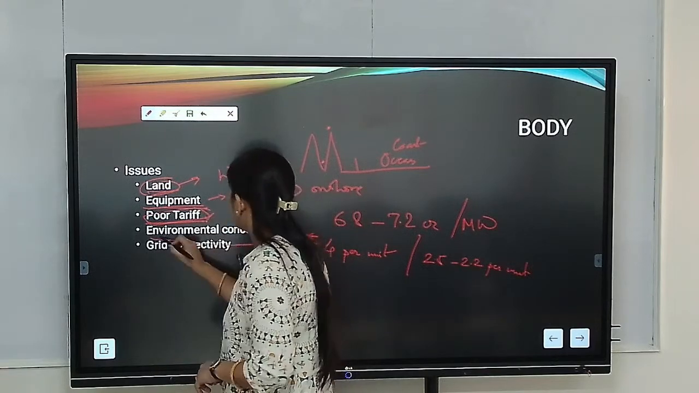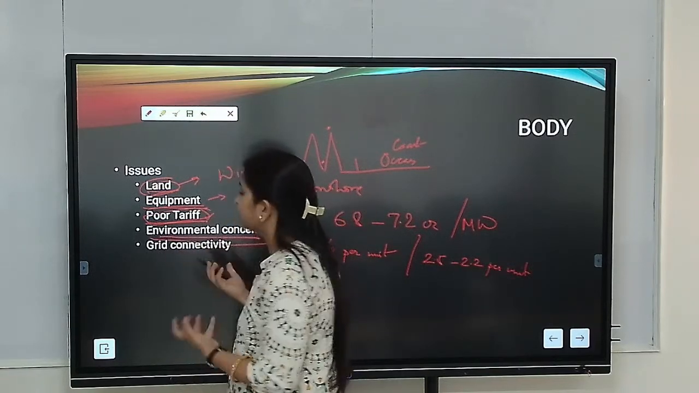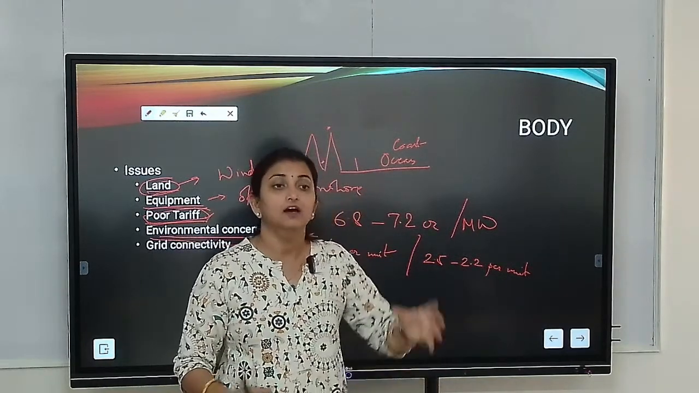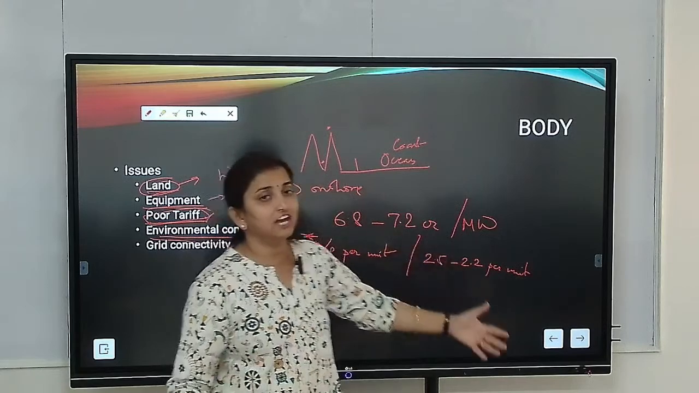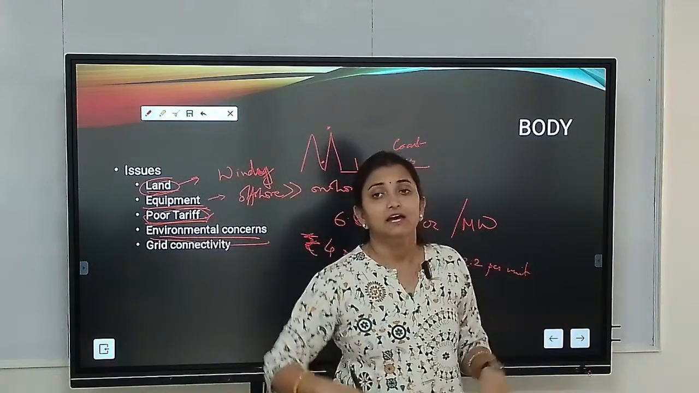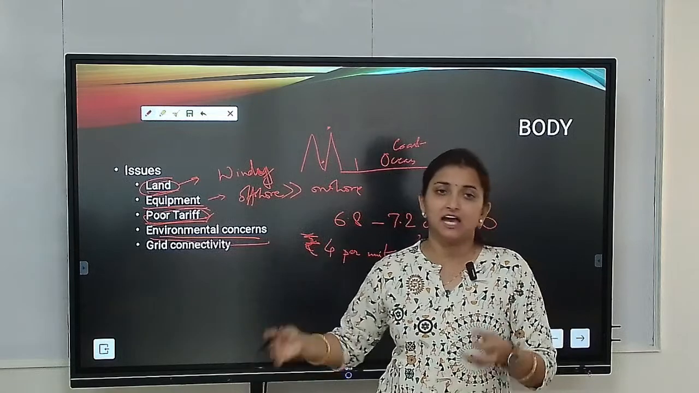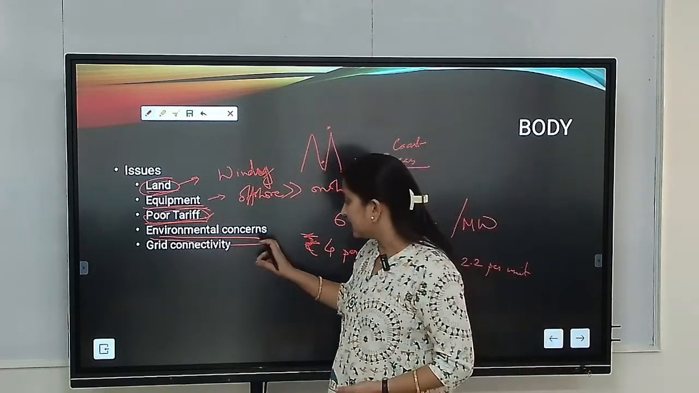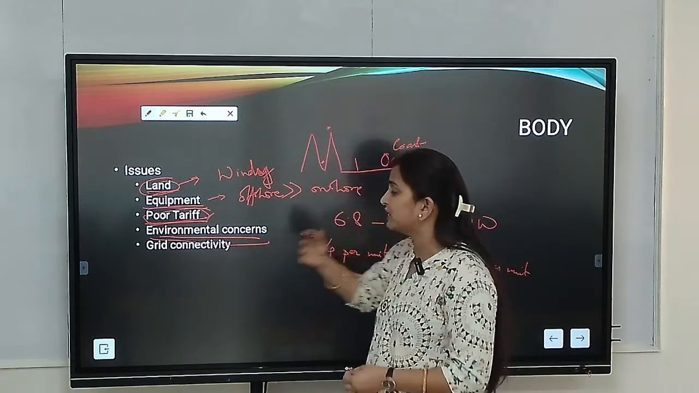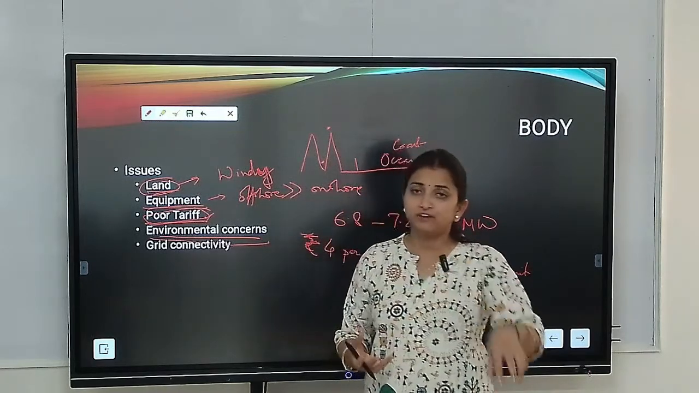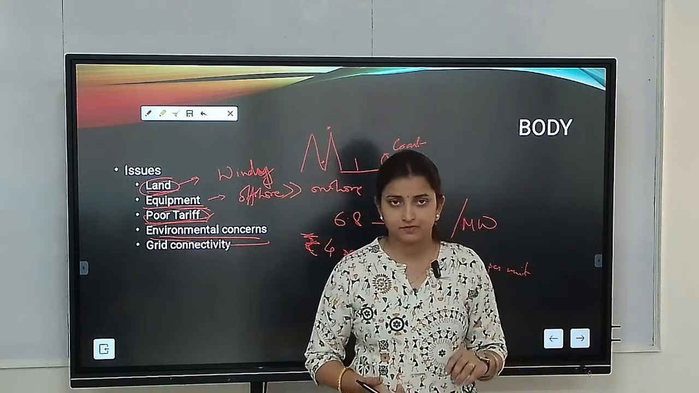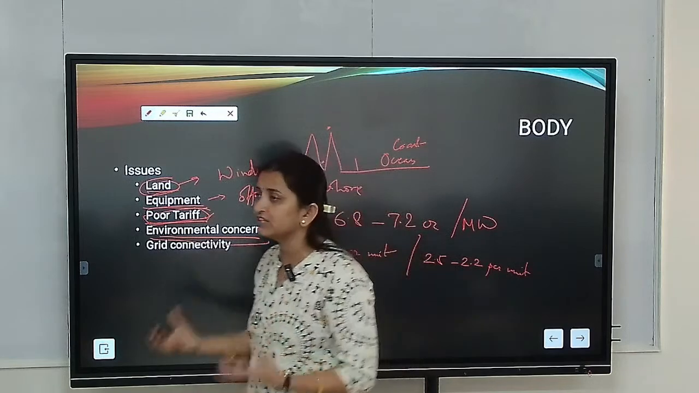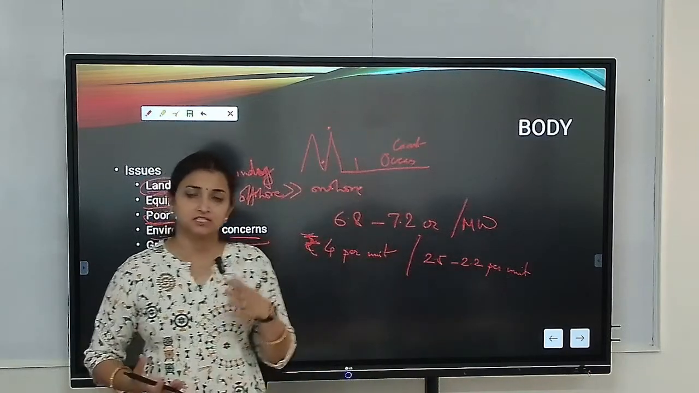Next pointer can be environmental concerns. We cannot put up windmills in every area, because, let's say, if we have a large tract of land which is usually a dense forest area, you cannot install a windmill there. Another concern is that windmills can harm the wildlife, the birds living in that area. So there are environmental concerns because of which wind energy projects get stalled.